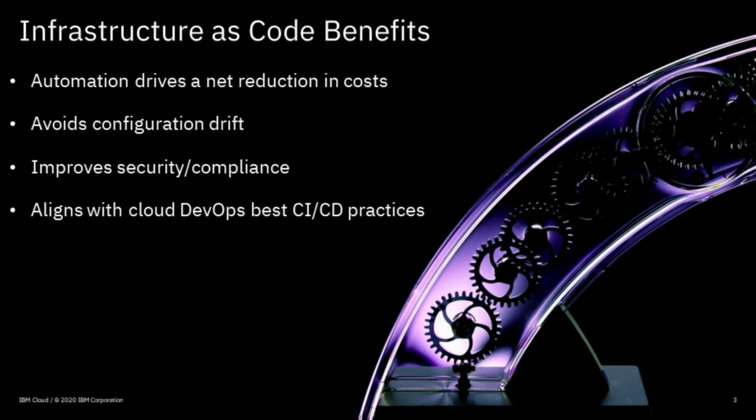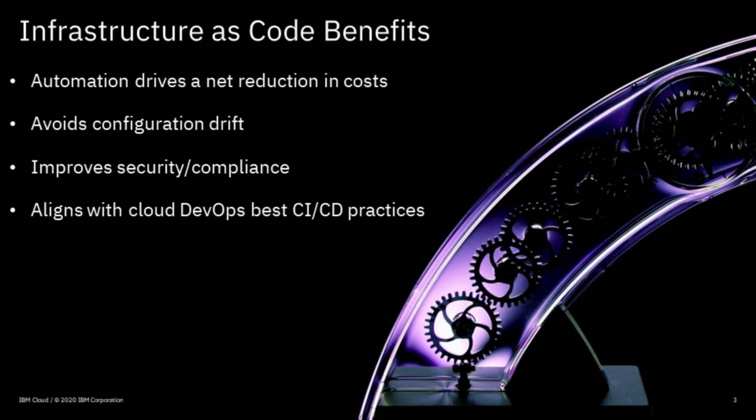In addition, you get improved security and compliance, as well as the ability to align with DevOps best practices. Today, you won't find anyone developing code without GitHub, right? So just the same idea with infrastructure as code. You want to make sure that your infrastructure automation is in place, in automation, and repeatable.